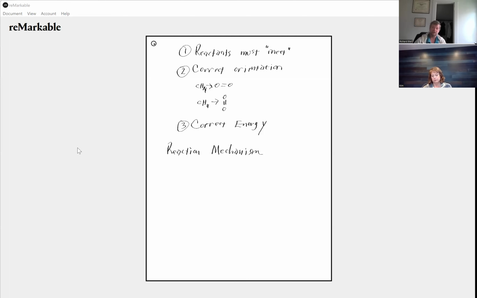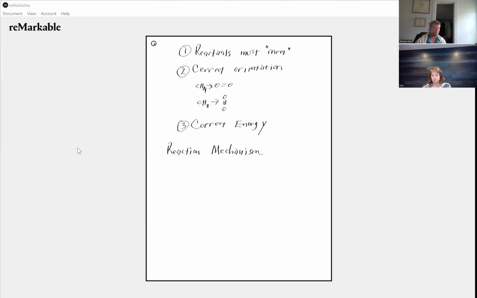No reaction mechanism has three species coming together at the same time because it just doesn't happen. You can't do it. In two dimensions, we can have three things come together at once. But the odds of three reactants coming together at the same time for a reaction to occur, it can't happen.